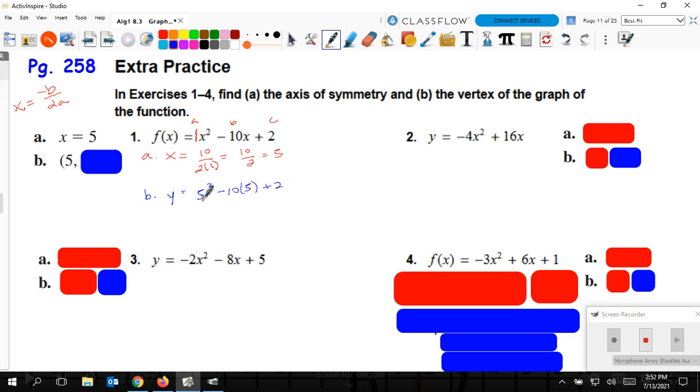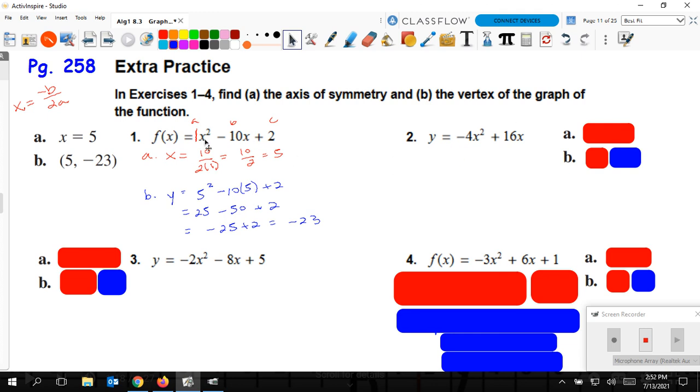We get 5 squared, which is 25, and this is minus 50 plus 2. So 25 minus 50 is negative 25, then plus 2. Taking 2 away from negative 25 leaves me with negative 23. So it should be 5 for x, and the y-coordinate is negative 23. There it is. That's how we find the axis of symmetry and the vertex of our quadratic.